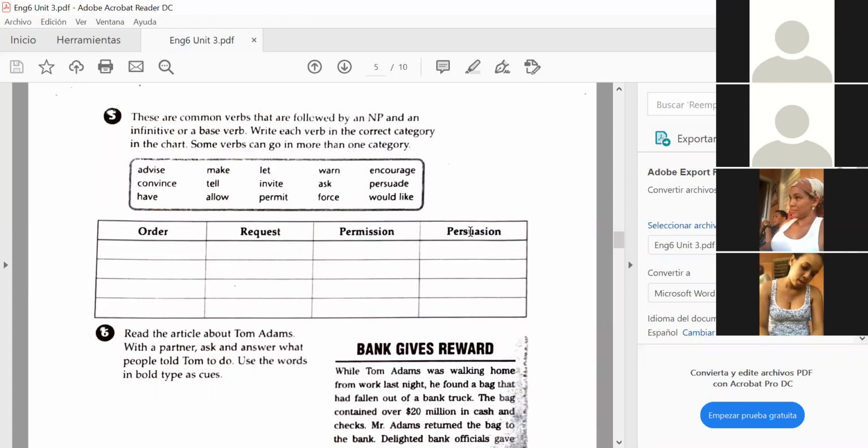Let, right? Okay, Francifel, can you give us only one option in which one you will put it? In permission, teacher. Okay, so Francifel puts let in permission, right? Now, I would put it in another category.